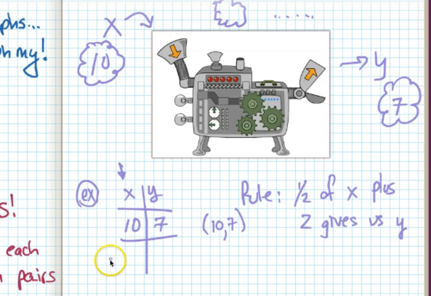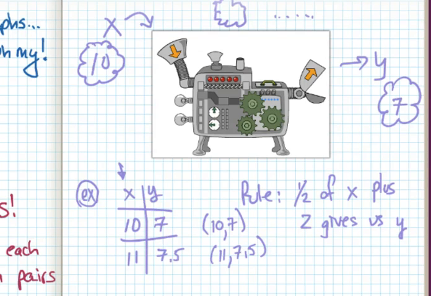We can apply the rule again to another value of x. Let's say we choose 11. Well, what's half of 11? We can figure that out. Half of 10 was 5, so half of 11 is 5.5. 5.5 plus 2 is 7.5. So let's go ahead and get that down. You can write 7.5 or 7.5, and I now have another ordered pair.